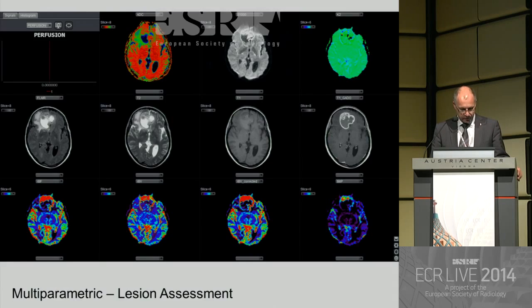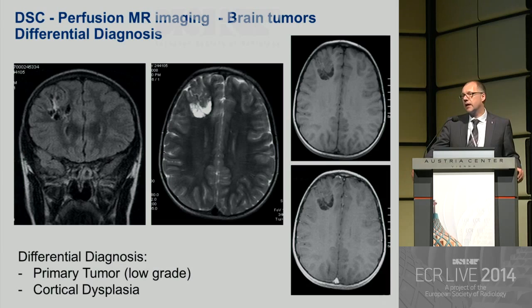In the differential diagnostic process, perfusion is very, very helpful. For example, you have a lesion here in the brain, the patient presented with a seizure, and the key question is: is this lesion a tumor, yes or no? That's a very important clinical decision we have to give, and we are asked by our clinical partners.